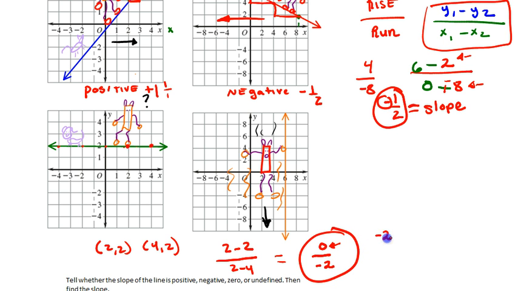What times negative 2 gives us 0? Well, that would be 0. So my slope is considered a 0 slope. And you notice there's no slope to my line at all. It's just 0. Okay, so this is a special kind of line.